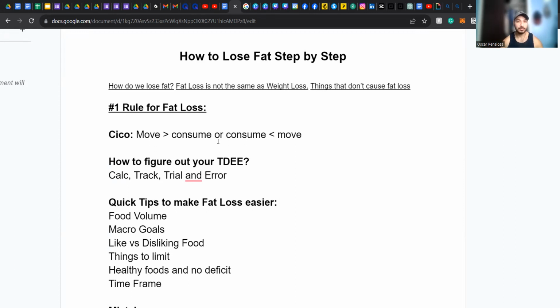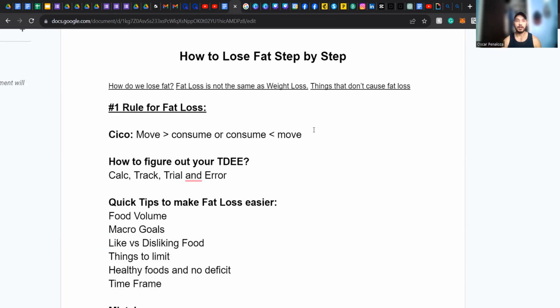So as long as we're alive, we're going to be continuing to burn energy, right? So number one rule, if you're not following this, if you're not in a calorie deficit, you are not going to be losing fat. You might lose weight, but you're not going to be losing fat. You're not going to get to the goal that you want to get to. Next, I have CICO, right? That's just an acronym for calories in, calories out.